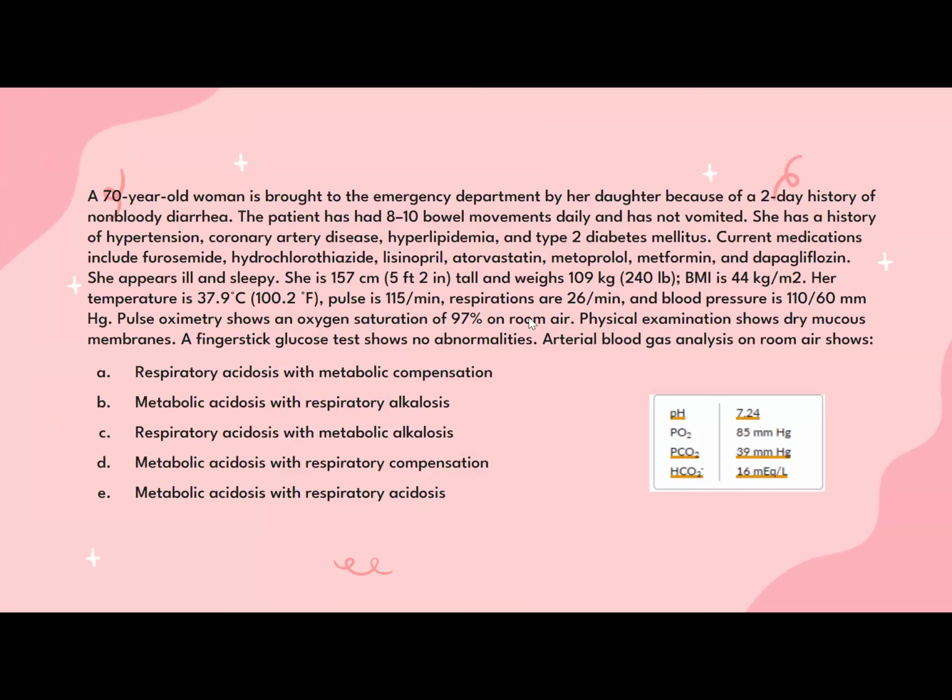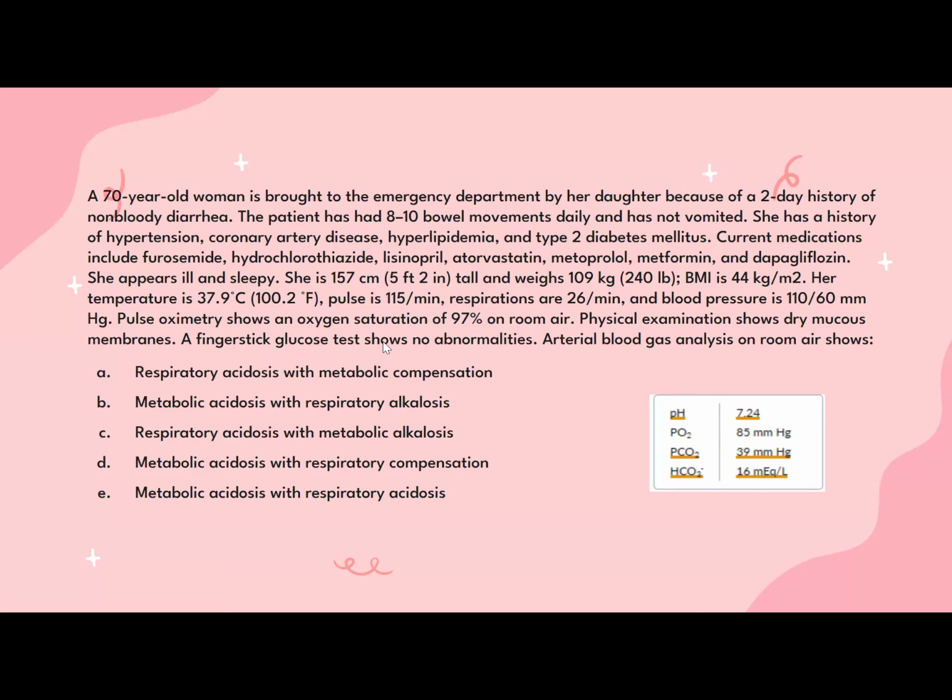A 70-year-old woman is brought to the emergency department by her daughter because of a 2-day history of non-bloody diarrhea. The patient has had 8 to 10 bowel movements daily, has not vomited. She has a history of hypertension, coronary artery disease, hyperlipidemia, type 2 diabetes. Current medications include all of these, not very important. She appears ill and sleepy. She is of this height, this weight, and her BMI is 44, which is very high. Her temperature is slightly elevated. She is febrile. Her pulse is high. Her respiratory rate is not too elevated, and the blood pressure is perfectly fine. Pulse oximetry shows an oxygen saturation of 97%. Physical examination shows dry mucous membranes. A fingerstick glucose test shows no abnormalities.